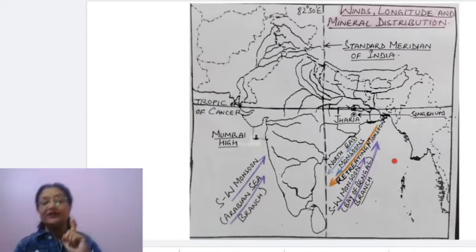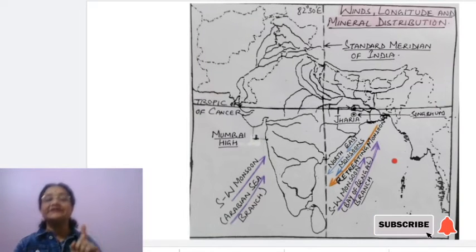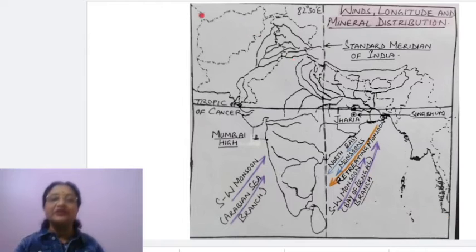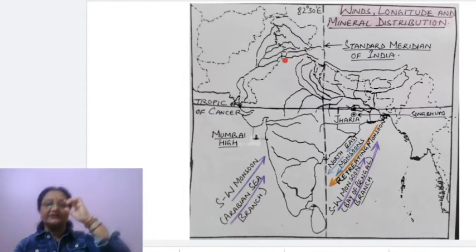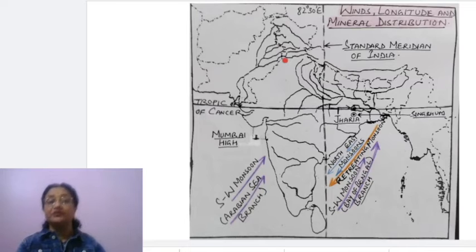But if you have noticed, one wind is not there this time, that is the western disturbances which are shown from this side. So western disturbances are not there this time in your syllabus, you just have to practice the southwest monsoons and northeast monsoons along with retreating.